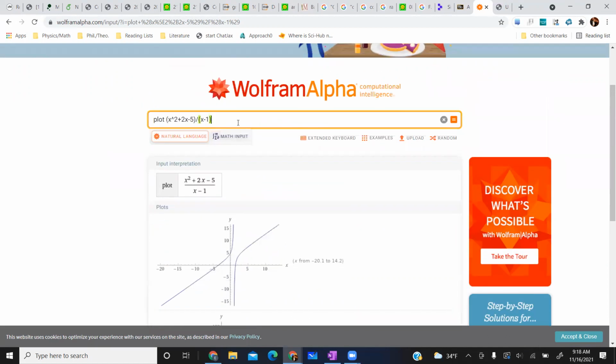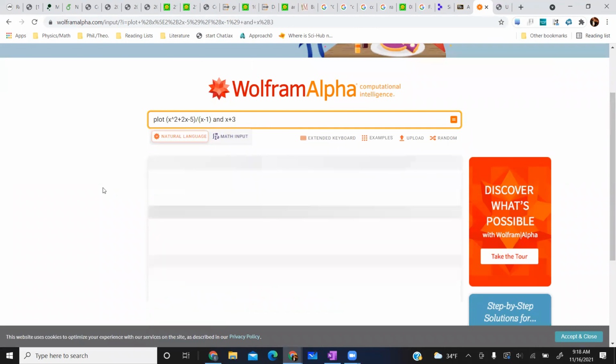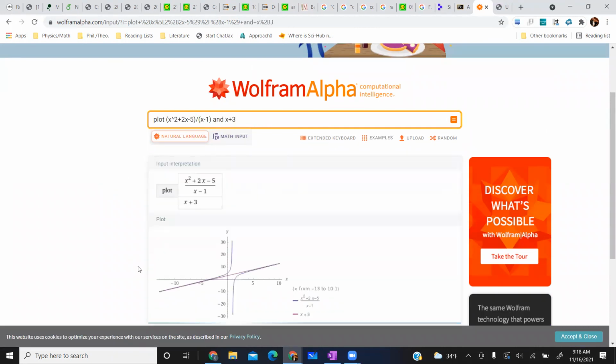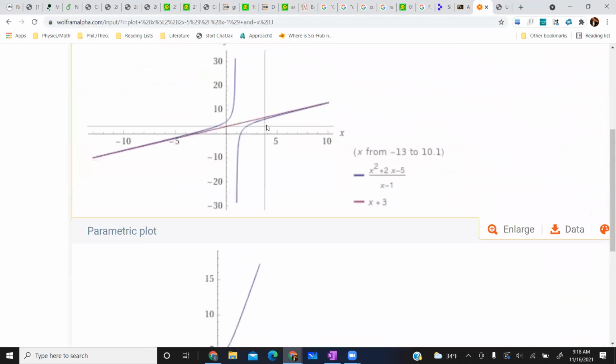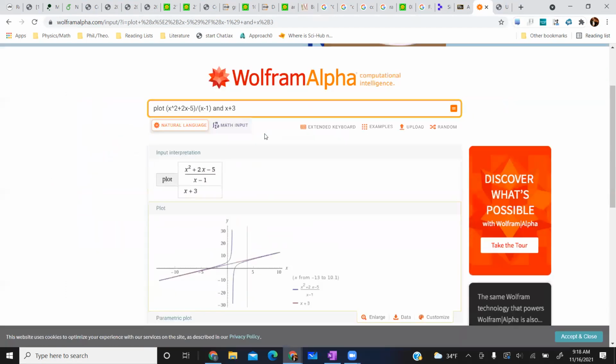Actually, I can plot that. I can plot x plus 3. So you can see the graph gets arbitrarily close. The purple line is x plus 3, and the rational function gets arbitrarily close as x goes to positive and negative infinity, but it never actually touches it.